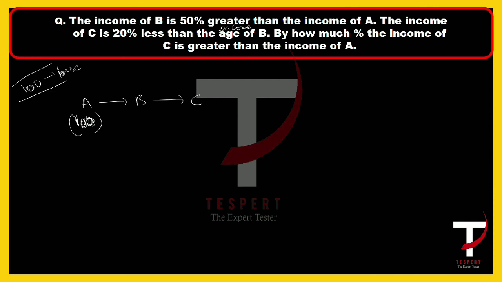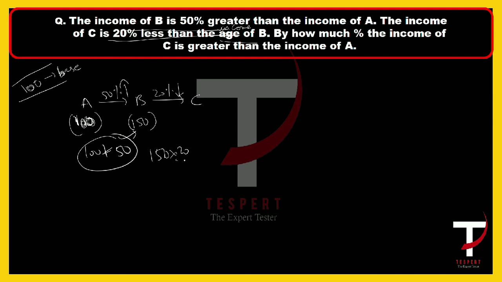So here what is given, income of B is 50% greater than income of A. That means 100 becomes 150, because income of B is 50% more than A. So 100 plus 50% of 100, which is 50, so 150. But income of C is 20% less than income of B. So income of B is 150, and 20% less of 150 means deduct 20% from 150. So 150 into 20 by 100 is equal to 30. So 150 minus 30 is equal to 120. So income of C is 120.